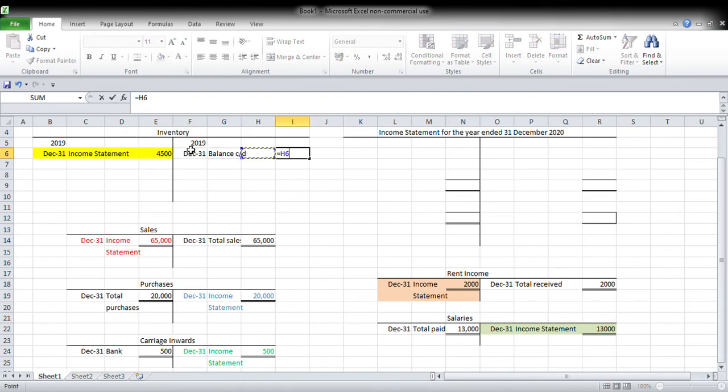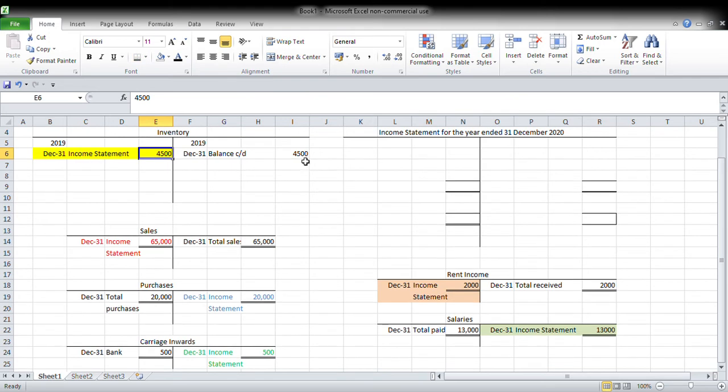So this figure gets carried down to the next year. This one I will double underline to show that it's the total figure. Then next year, January 1st, 2020, I start off with a balance inventory of 4005. Now you can already guess what this figure is. It was the closing inventory for 2019. Now the next year it becomes the opening inventory for 2020.